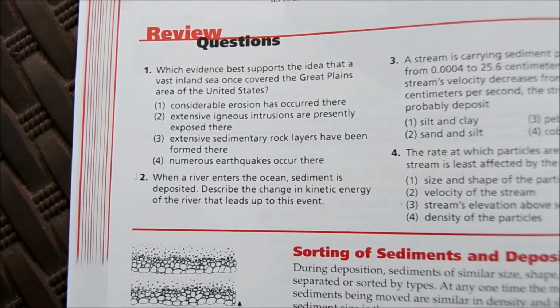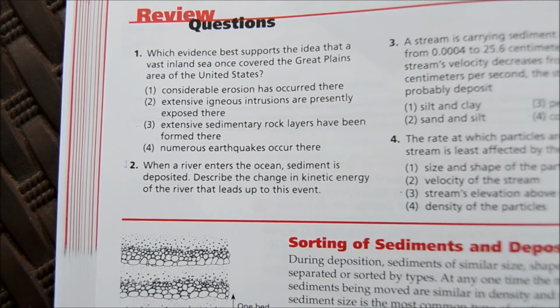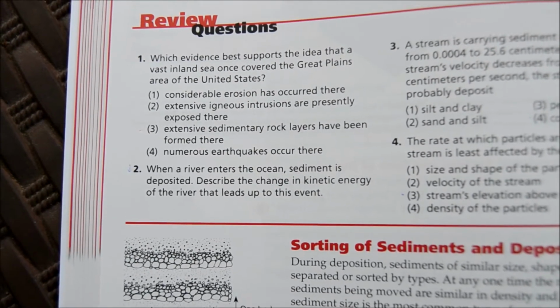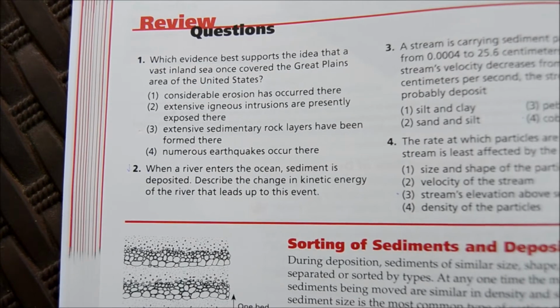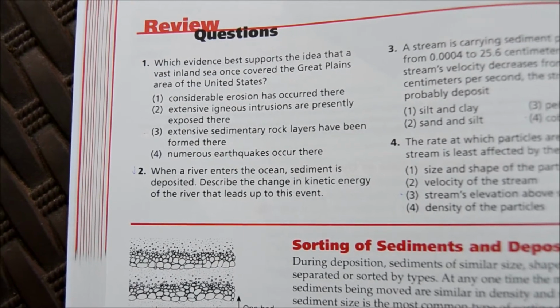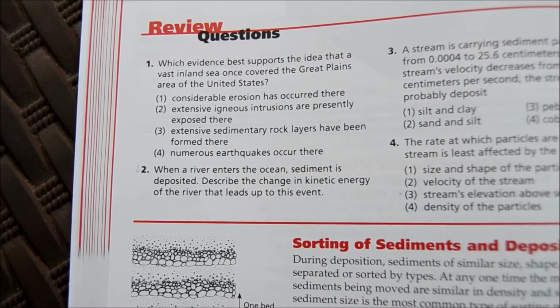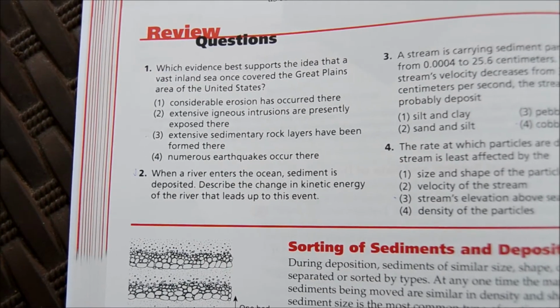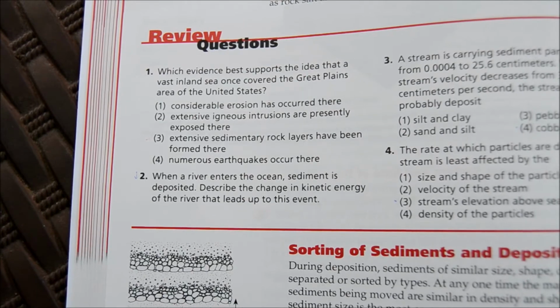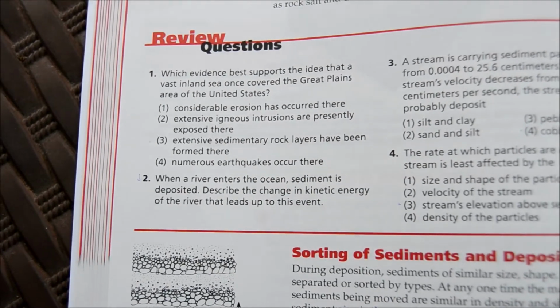Number 2. When a river enters the ocean, sediment is deposited. Describe the change in kinetic energy of the river that leads to this event. Remember, kinetic energy is motion. If I'm depositing, that means my kinetic energy is being changed to potential. So my kinetic energy is decreasing.